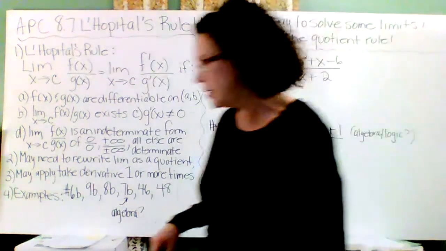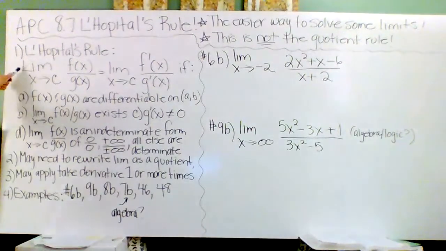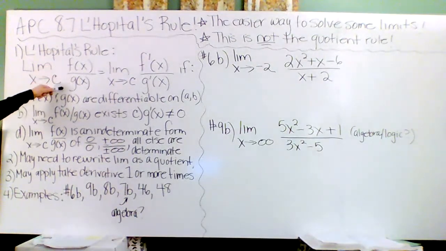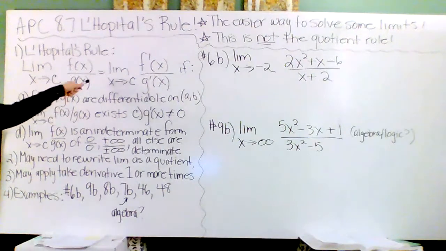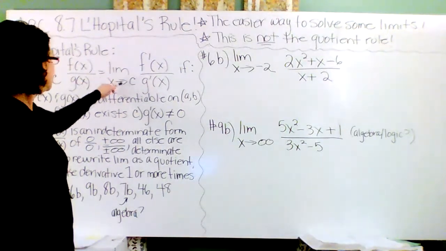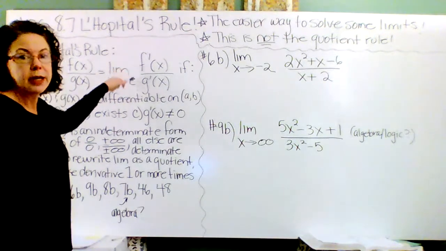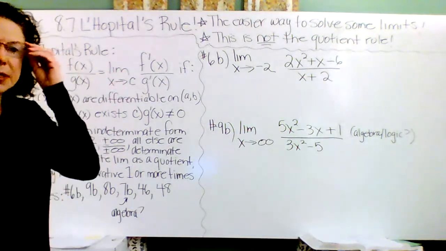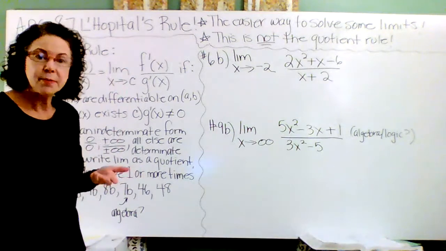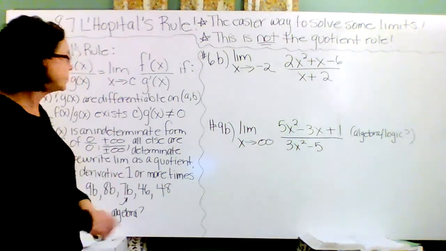Okay, so here's what L'Hopital's rule is. If you have the limit as x approaches c of one function divided by another, it is equal to the limit as x approaches c of the derivative of the numerator divided by the derivative of the denominator, which can sometimes make an easier problem.